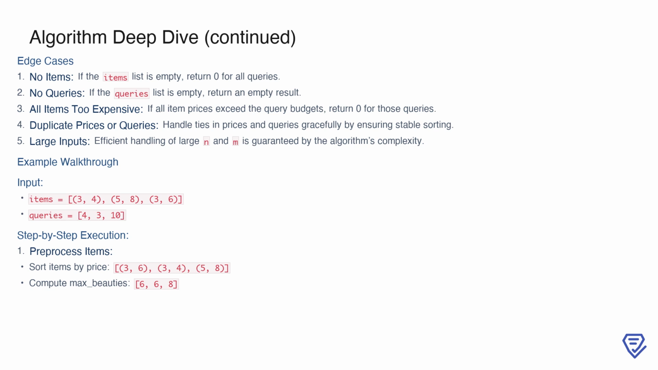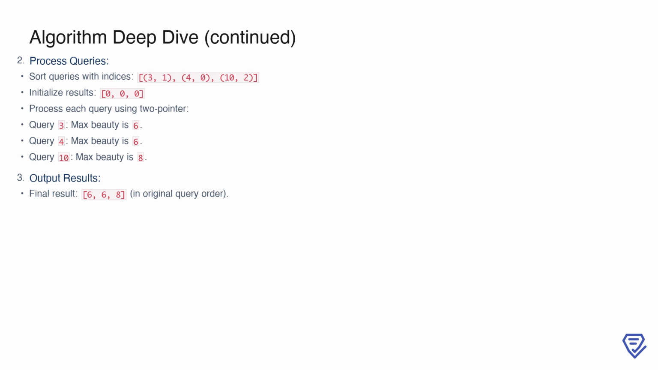Suppose we have items 3, 4, 5, 8, 3, 6, and queries 4, 3, 10. First, we preprocess the items by sorting them by price, resulting in 3, 6, 3, 4, 5, 8. We then compute the maximum beauty values up to each price point, yielding max_beauties equals 6, 6, 8. Next, we process the queries. After sorting the queries by budget while keeping track of their original indices, we get (3, 1), (4, 0), (10, 2). We initialize the result array as 0, 0, 0.